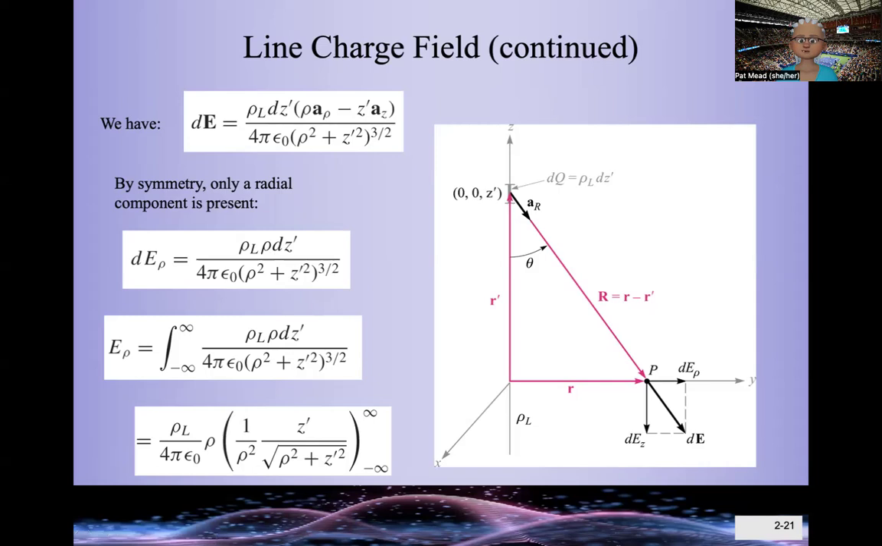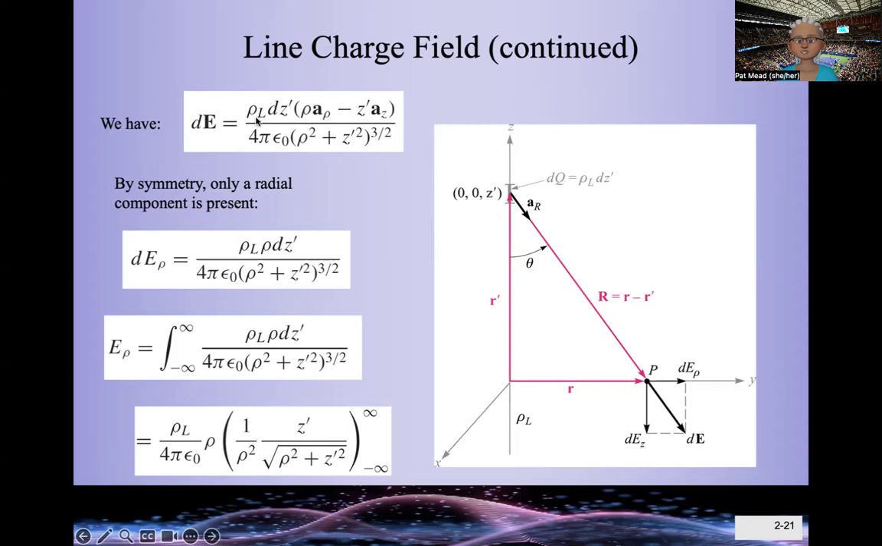The rho comes from the vector r minus r prime. So this part right here is your vector, rho a rho minus z prime a z. That's because this vector here is equal to r, and r is equal to rho a rho, a rho being the unit vector in the rho direction. And r prime is equal to z prime, in the a sub z direction. So r minus r prime is rho a rho minus z prime a z.